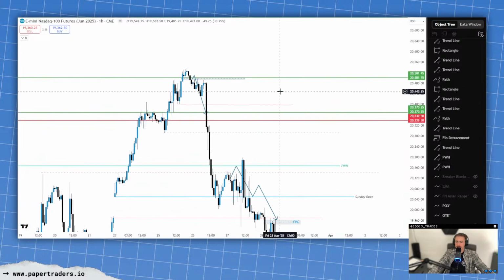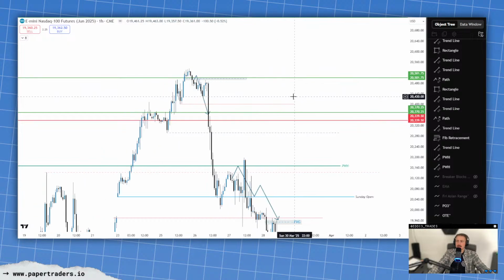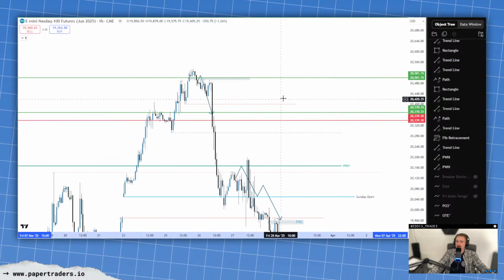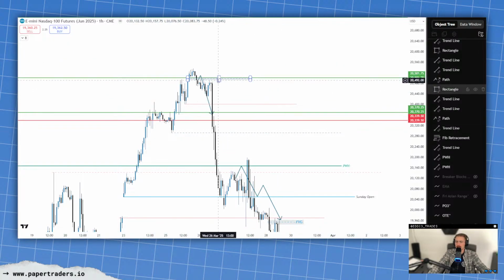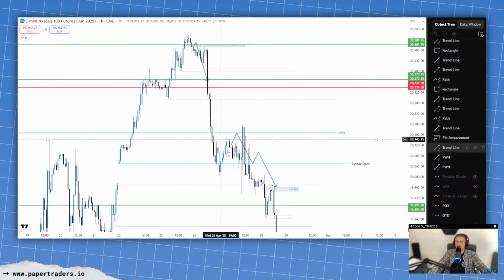Right, that's when we formed those if-then scenarios. We said, okay, if we displace above this, then we can continue up. If we don't do that, we can reject this fair value gap right there, then continue on down. Look at that. Drew that out, continuation down.